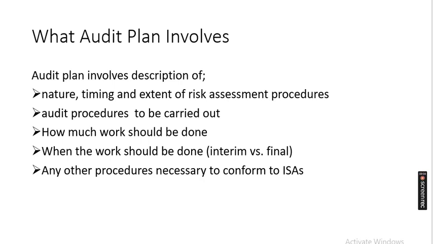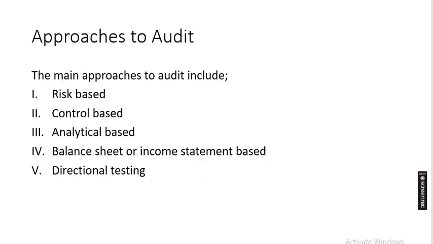Then, when the work should be done, will it be interim or final? Interim is an audit which is carried out on a periodic basis, maybe every month, every 3 months. Or will it be a final audit which should be carried out once? Then any other procedures necessary to conform to ISA. So we carry out other procedures, for example, confirmation from the bank, or maybe data segregation. Those are some of the procedures that you can carry out.